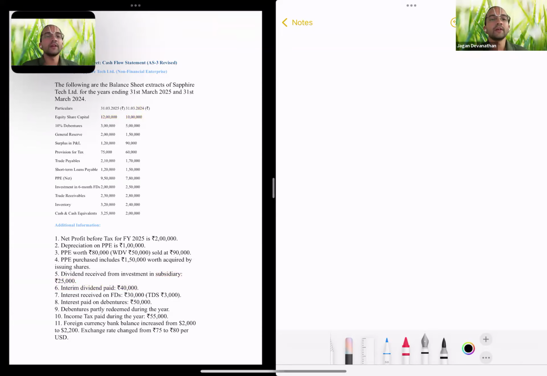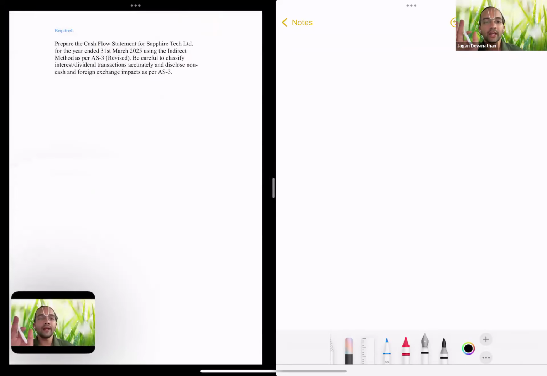They have asked us to prepare a cash flow statement for Sapphire Tech Limited for the year ended 31st March 2025 using the indirect method as per AS-3 revised. Be careful to classify dividend transactions accurately and disclose non-cash and foreign exchange impacts as per AS-3.